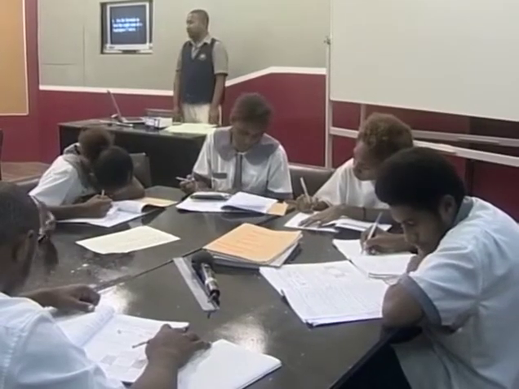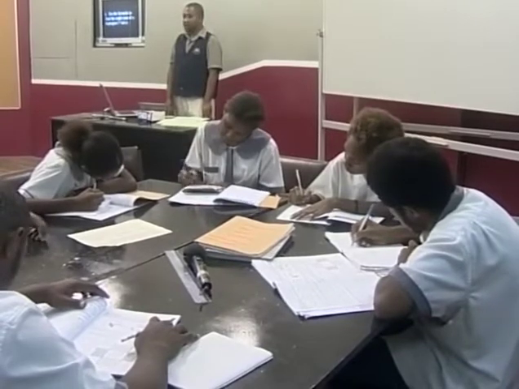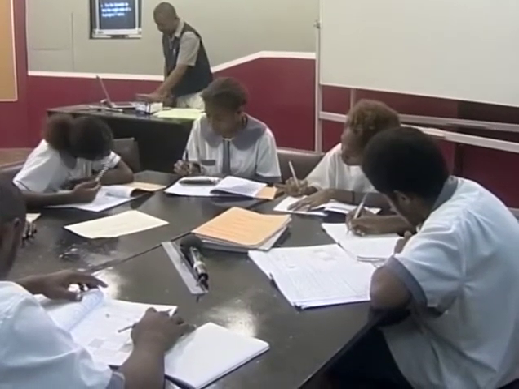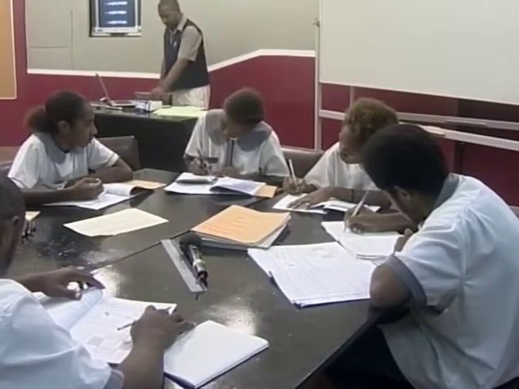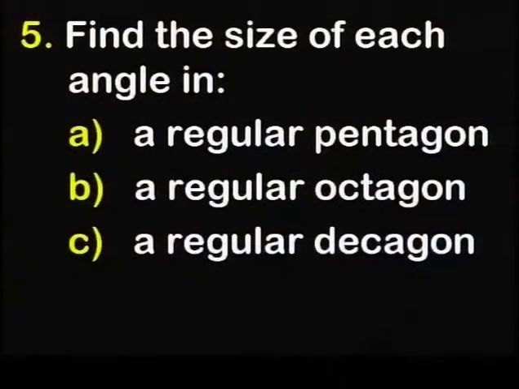Now, which group would like to do exercise number 5 on the board and explain their working out and how they happened to get the answer? Exercise 5 is asking you to find the size of each angle in A, a regular pentagon, B, a regular octagon, C, a regular decagon. You're going to find the angle sum of each of these polygons.